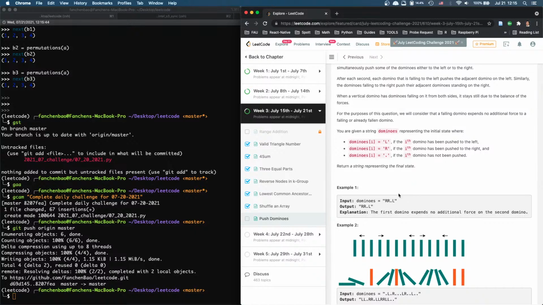Interesting. So the first two push to the right, this one push to the left. So these will balance, right? These will balance. Has been pushed to the right. So this will be balanced, and then will this be balanced by this, right? First domino expends no additional force on the second domino. So this is right, and just go right, and this will go right. This is the middle, and this will go left.